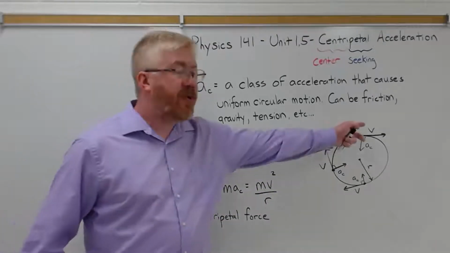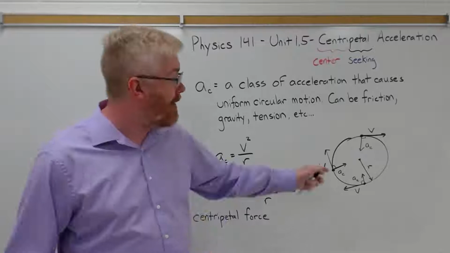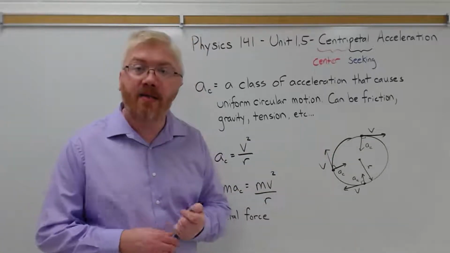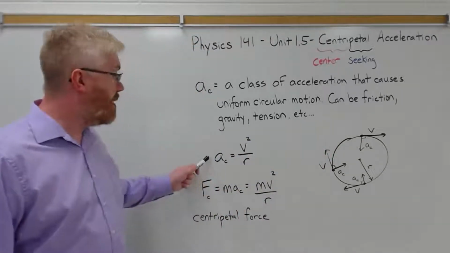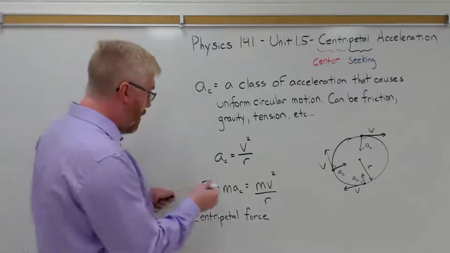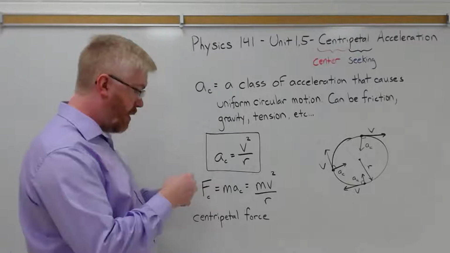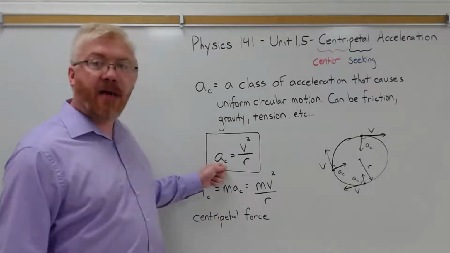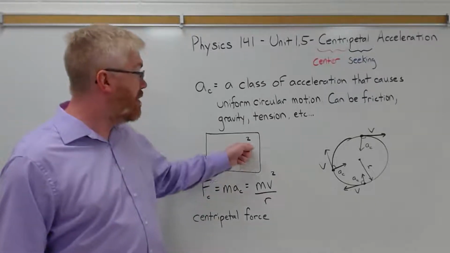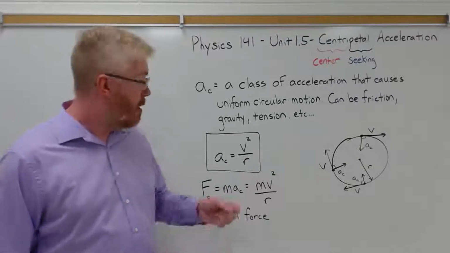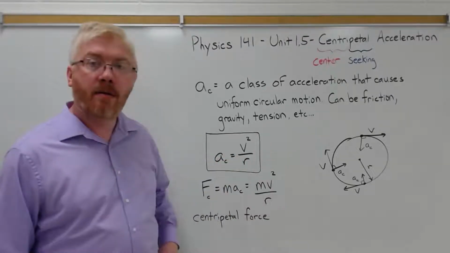The relationship between the acceleration, the speed, and the size of the circle, the radius of the circle or orbit, is given by this equation here. So this is the equation for centripetal acceleration. Centripetal acceleration is equal to the speed squared divided by the radius.